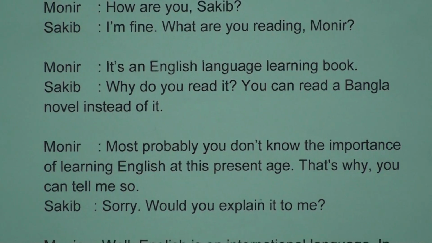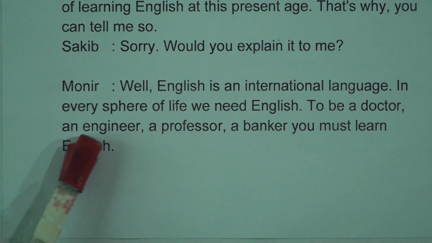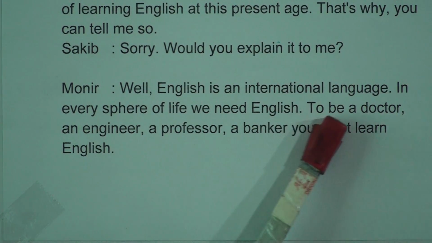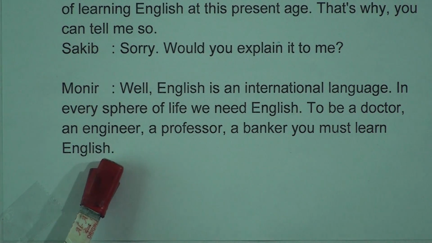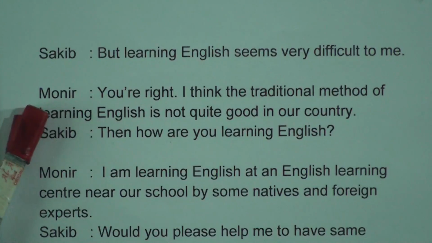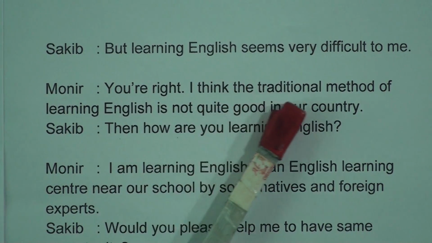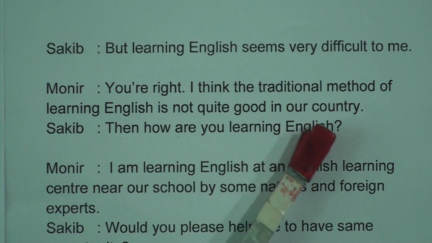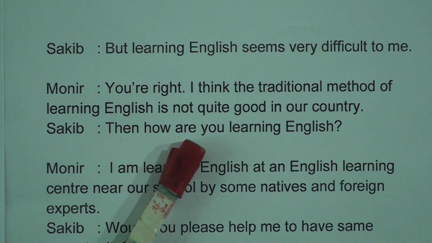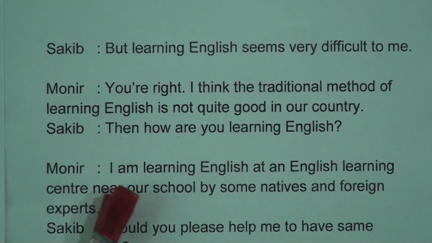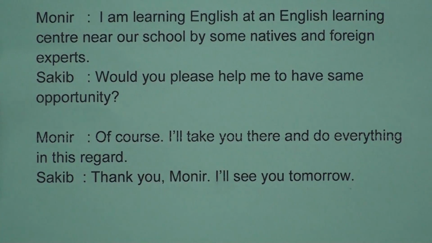Now Manir is explaining. Well, English is an international language. In every sphere of life we need English. To be a doctor, an engineer, a professor, a banker, you must learn English. Now Sakib is saying, but learning English seems very difficult to me. Manir, you are right. I think the traditional method of learning English is not quite good in our country. Now Sakib is saying, then how are you learning English? Manir, I am learning English at an English learning center near our school by some natives and foreign experts. Native means the people of this country.